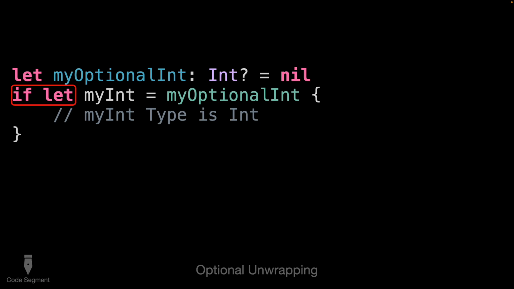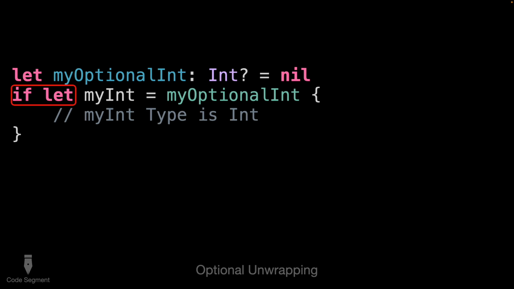Of note, if let specifically limits the constant's scope to the brackets defined by the if statement. So it's only within those brackets that my int exists. After those brackets, it falls out of scope, it gets released from memory. It doesn't exist anymore, okay?